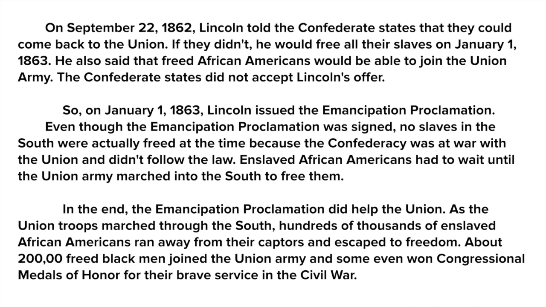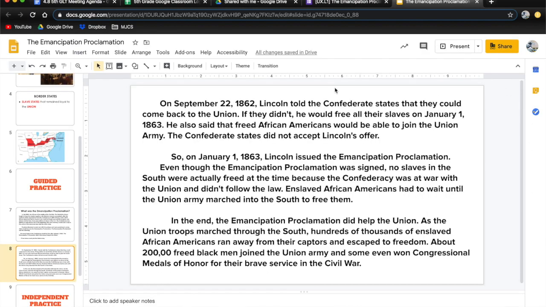Even though the Emancipation Proclamation was signed, no slaves in the South were actually freed at the time because the Confederacy was at war with the Union and didn't follow the law. In the end, the Emancipation Proclamation did help the Union. As Union troops marched to the South, hundreds of thousands of enslaved African Americans ran away from their captors and escaped to freedom. About 200,000 free black men joined the Union Army.